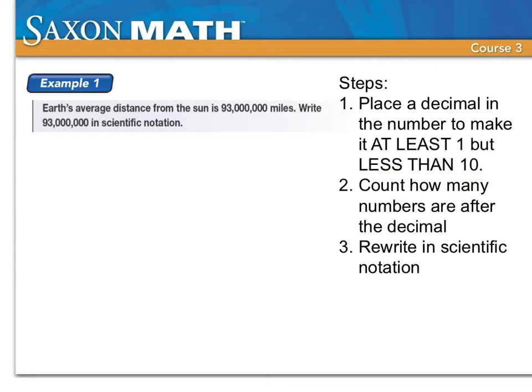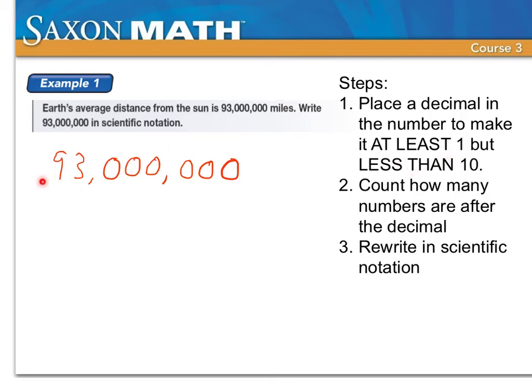Okay, so it says the Earth's average distance is 93 million miles. Okay, the average distance from the Sun is 93 million miles. We want to write that in scientific notation. So the first thing we need to do is write our number, 93 million. Okay, now we need to be able to put a decimal in here to make a number that's at least 1 but less than 10.